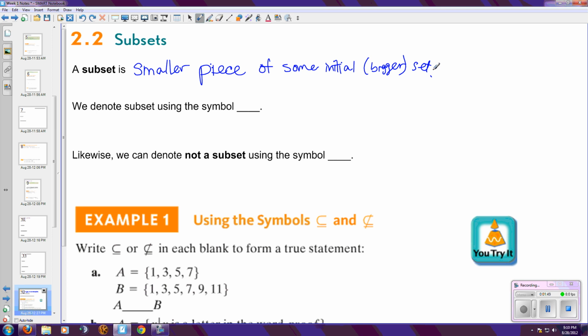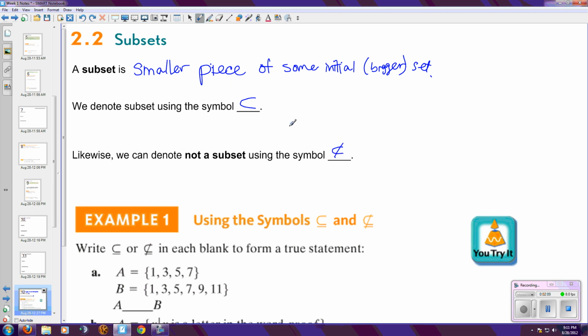Now we denote subsets very similar to how we had the symbols for is an element of and is not an element of. We have a symbol that's kind of like a sideways C, just a bit elongated. And for is not a subset of, it's the same thing with a slash through it.